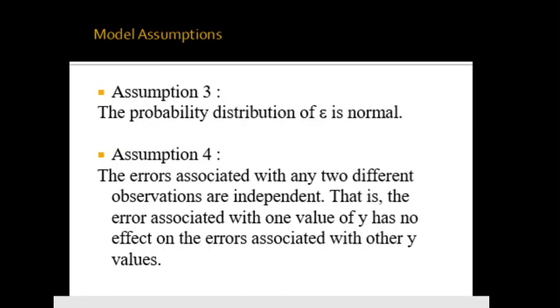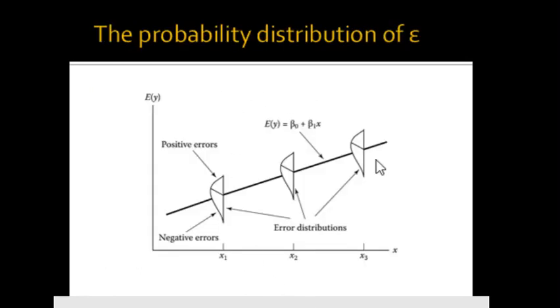These error terms are normally distributed. And the fourth assumption is that these errors are independent of each other. That is, the error associated with one value of y has no effect on the other value of y. So here is kind of what we are trying to say: these errors are normally distributed with a mean of 0, variance which is constant, and these errors are independent of each other.